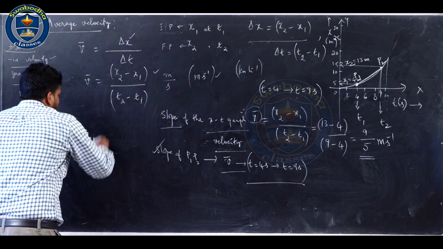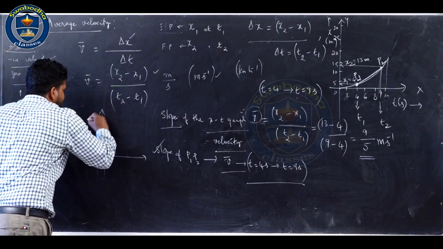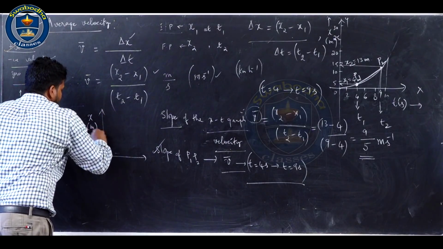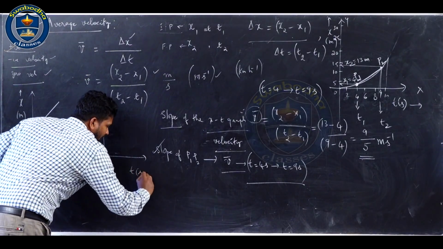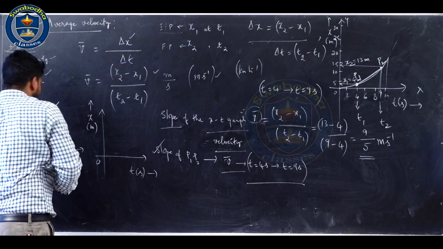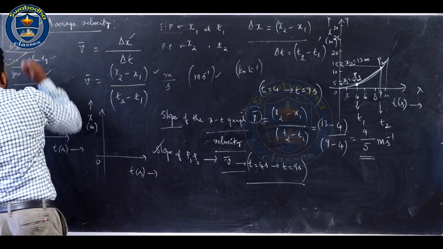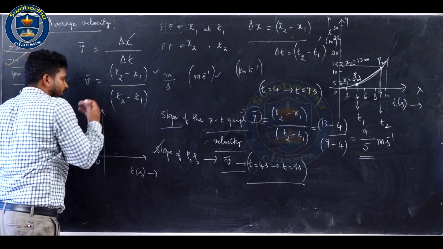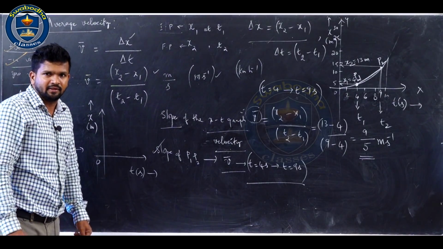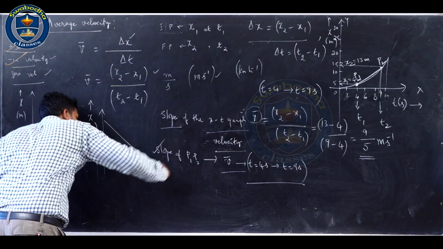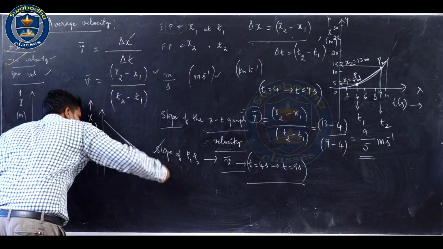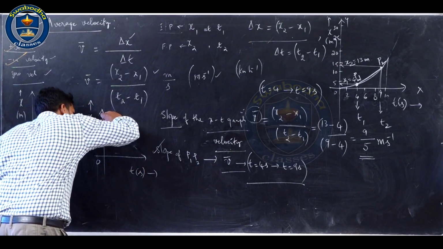Next, negative velocity, position time graph. x in meter, t in seconds. Negative velocity. So again, the straight line must have negative slope like this. This is a straight line with the negative slope.